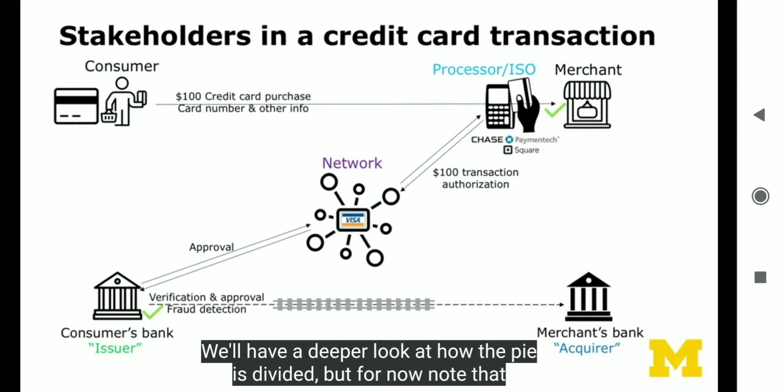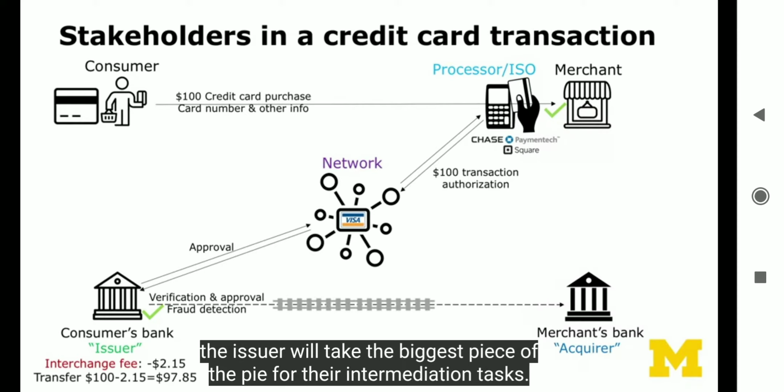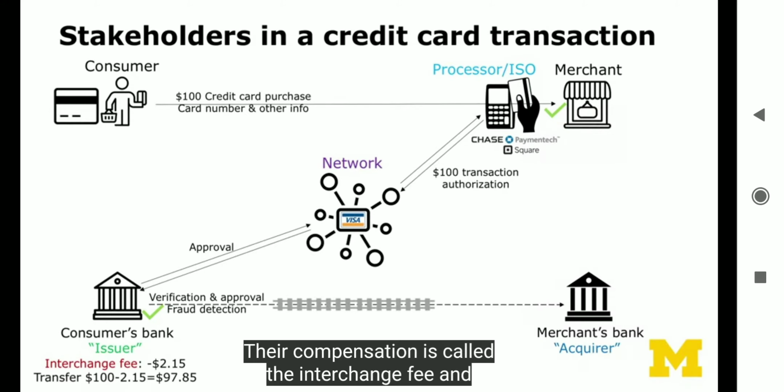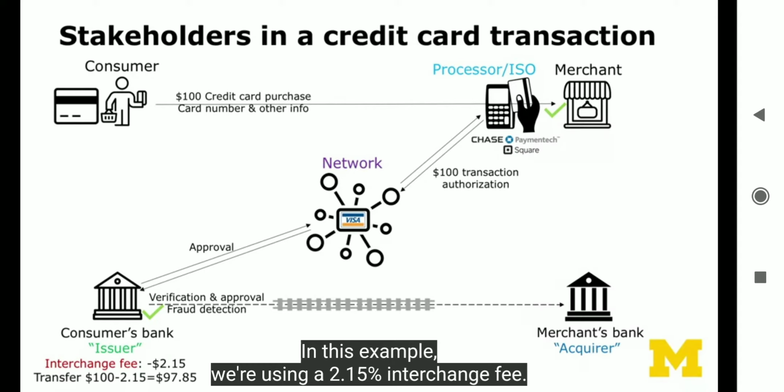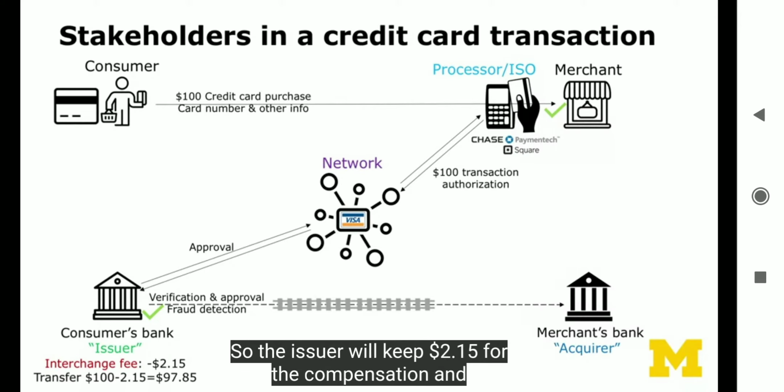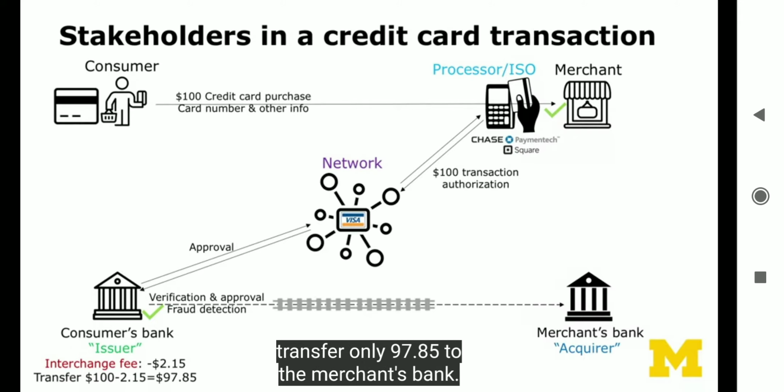We'll have a deeper look at how the pie is divided, but for now, note that the issuer will take the biggest piece of the pie for their intermediation tasks. Their compensation is called the interchange fee and could range up to 2 to 3% depending on the bank. In this example, we're using a 2.15% interchange fee, so the issuer will keep $2.15 for the compensation and transfer only $97.85 to the merchant's bank.